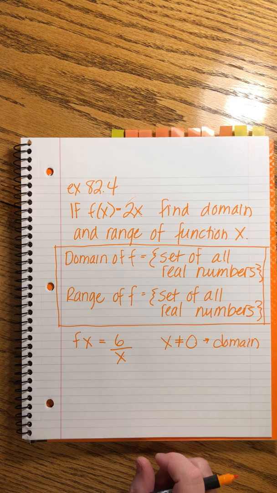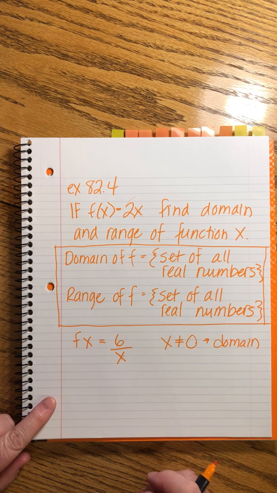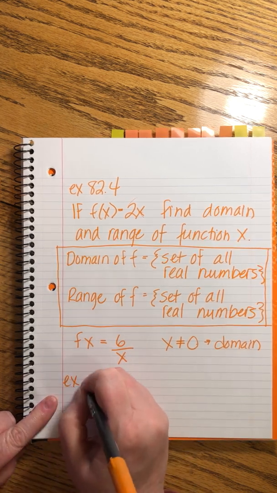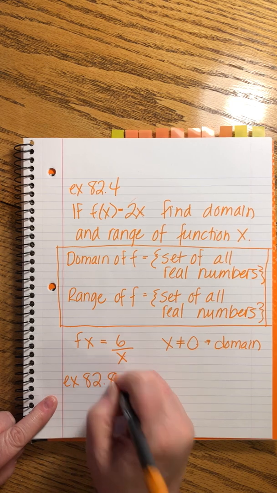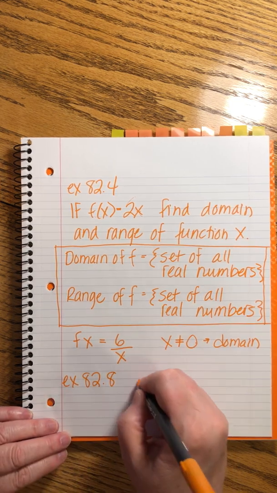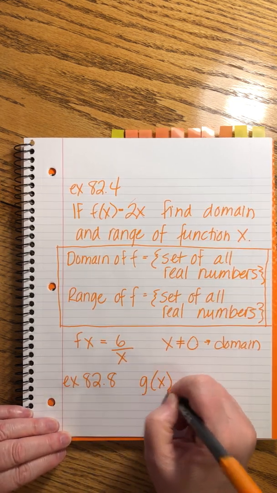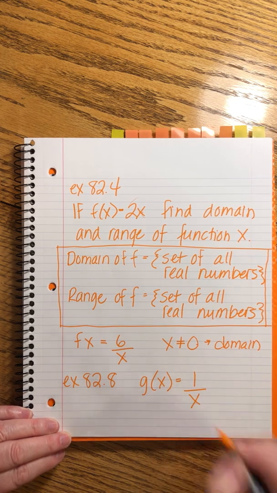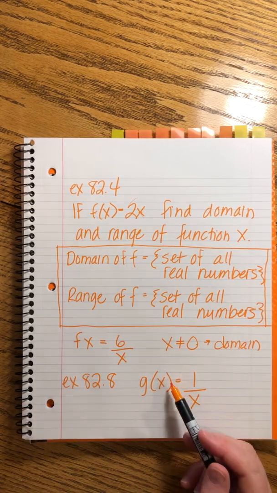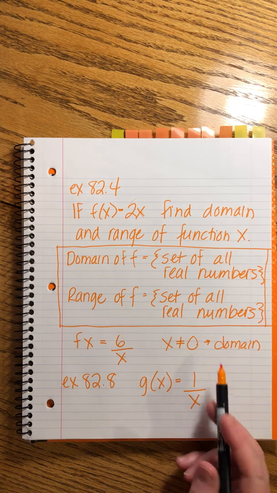Oh, I knew it. Example, let me just jump down to it. 82.8. Find the domain of the function g of x equals 1 over x. And there is exactly what I'm talking about. I thought I was making it up. Now let me show you the fancy way to write it.